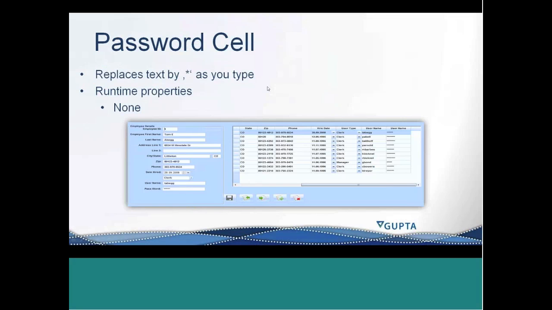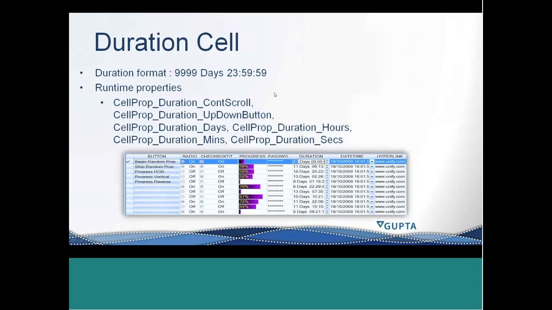Another cell type, which actually existed in the table window, was the password cell. It replaces the text with a star as you type information into that field. So here, for instance, the username is a password field, so it doesn't display the characters. It doesn't have any runtime properties. The duration cell is a duration in the format of days, hours, minutes, and seconds. It also has some runtime properties. Here it is, the duration field here.